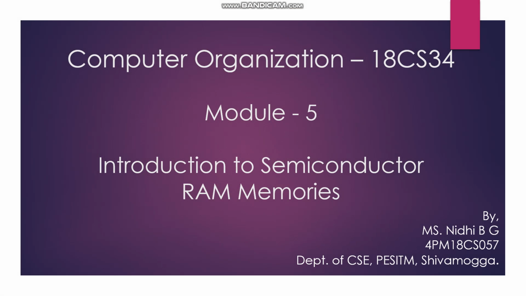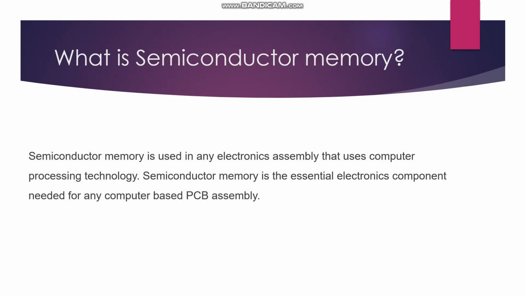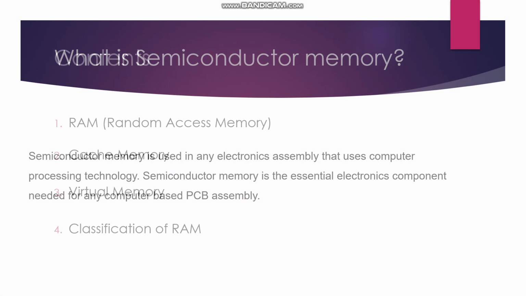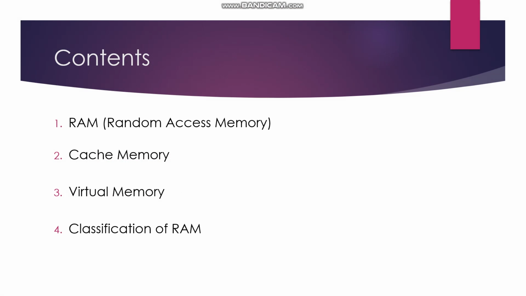Today I'm going to discuss the topic Introduction to Semiconductor RAM Memories from Module 5 of Computer Organization. First, let us know what semiconductor memory is. Semiconductor memory is used in any electronics assembly that uses computer processing technology. Semiconductor memory is the essential electronics component which is needed for any computer-based PCB assembly. The contents we are going to discuss today are RAM, cache memory, virtual memory, and classification of RAM.